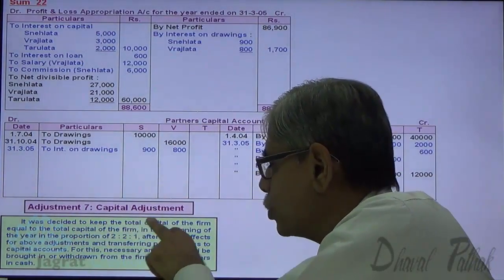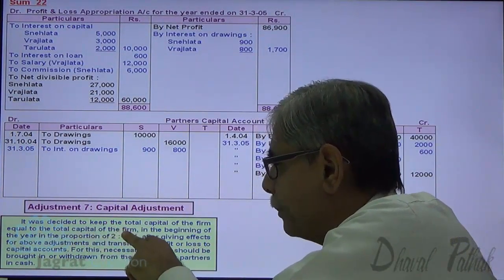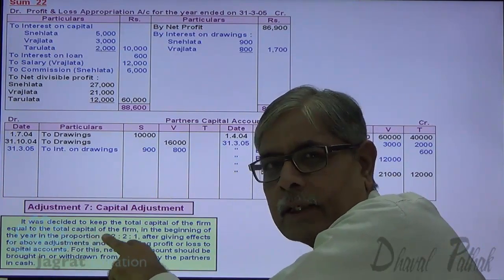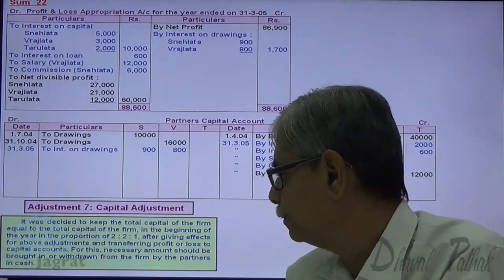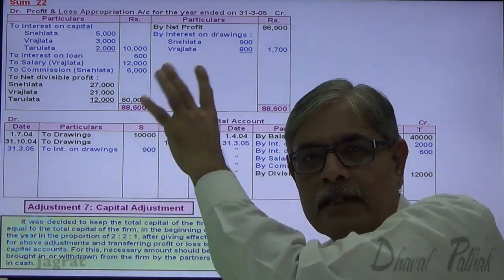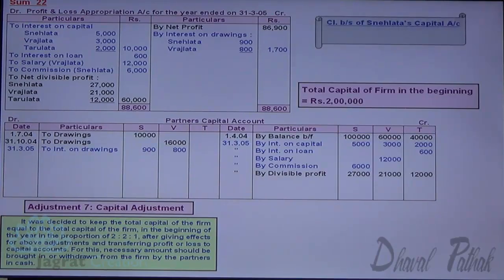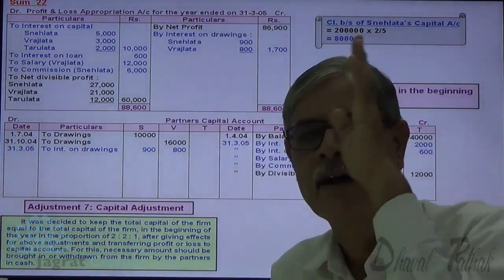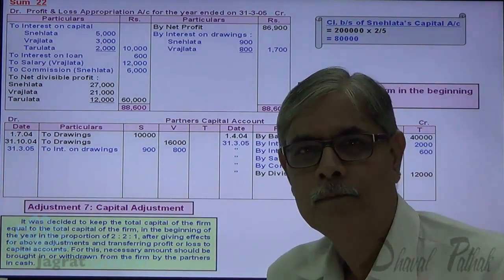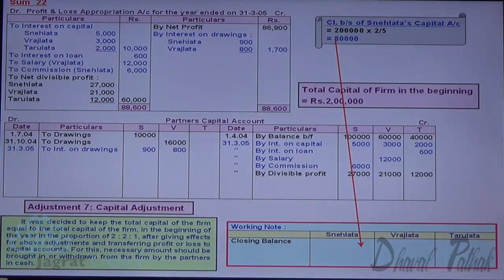It was decided to keep the total capital of the firm equal to the total capital of the firm at the beginning of the year, that is 2 lakhs, and that too in the proportion of 2:1, after giving the effect of all the adjustments which we have already done. Now, the total capital of the firm at the beginning was 2 lakhs. Snehallata wants to maintain a balance of 2 lakhs into 2 by 5. 80,000 is the capital required to be maintained by Snehallata.